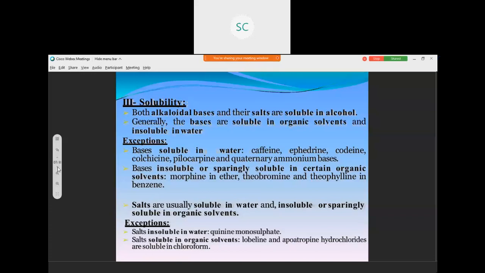At the same time, some bases are insoluble or sparingly soluble in certain organic solvents. For example, morphine in ether, theobromine and theophylline in benzene. And one more thing, generally salts are usually soluble in water and insoluble or sparingly soluble in organic solvents. But some exceptions are there. Salts insoluble in water, for example, quinine monosulfate. Quinine monosulfate salt is insoluble in water, and lobeline and atropine hydrochlorides are soluble in chloroform.